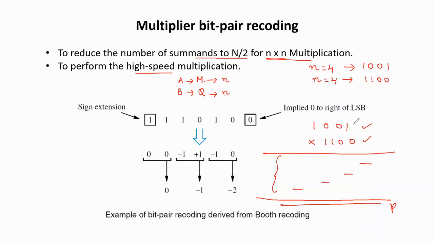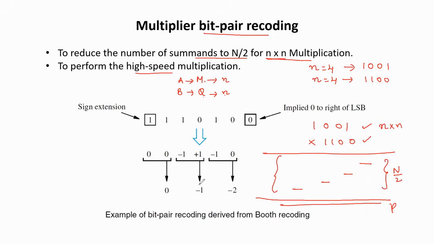When we perform multiplication of n by n size, that means 4 by 4 or any size, we will get n number of summands. Suppose we use the bit-pair recoding procedure, then we will get half the number of summands. So for that we should follow bit-pair recoding to speed up the multiplication process.